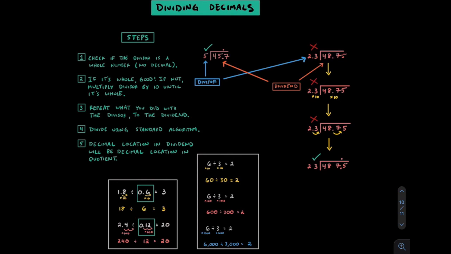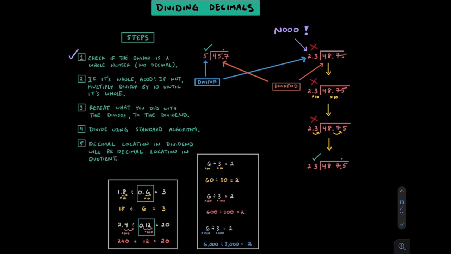Step 1, you're going to check to see if your divisor is a whole number, meaning it doesn't have a decimal. When you look at this example on the left, notice how the divisor is 5. Since that's a whole number, you can go straight into using long division. However, when you look at the example to the right, our divisor is 2 and 3 tenths, which is not a whole number. This one's going to require some more work.